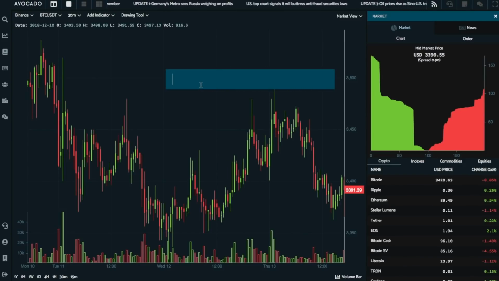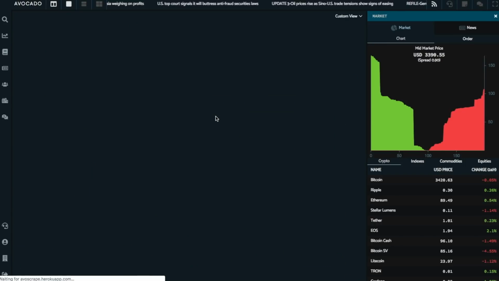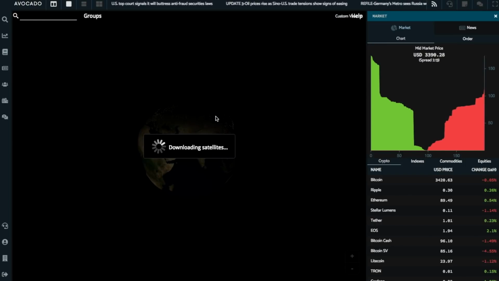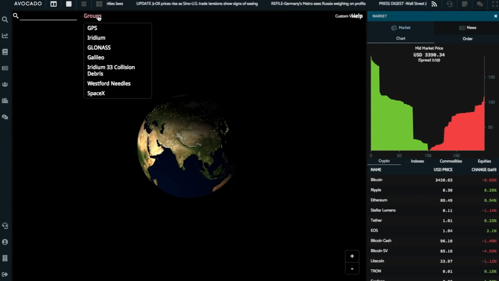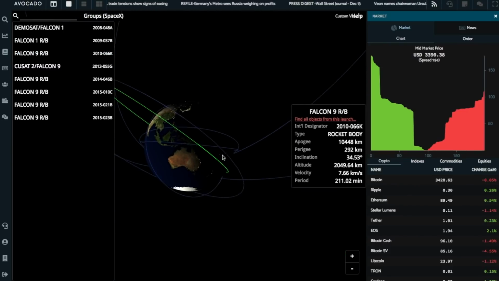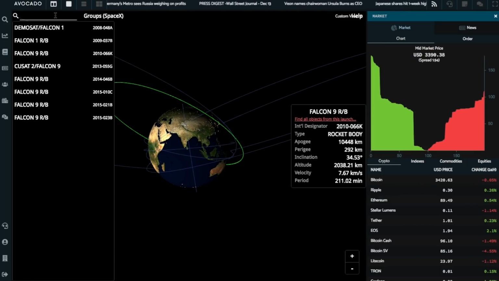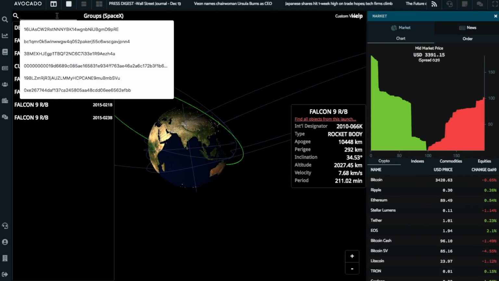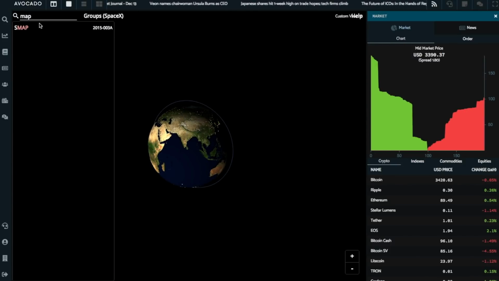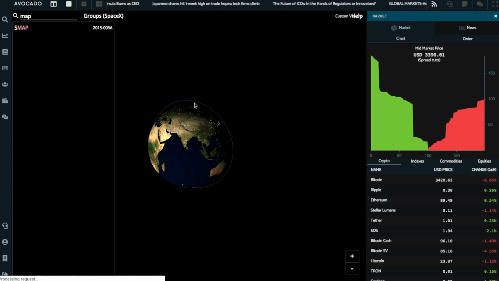We did this in a recent YouTube video. It was satellites. This is a little geeky, but the fact that you can look at every satellite that's spinning around in space. Here are all the SpaceX satellites, and here's where they are in space at the moment. I find this just fun. But I think that's the direction that Avocado is going, warehousing a lot of data that's useful, including regular maps. So having commands for maps.